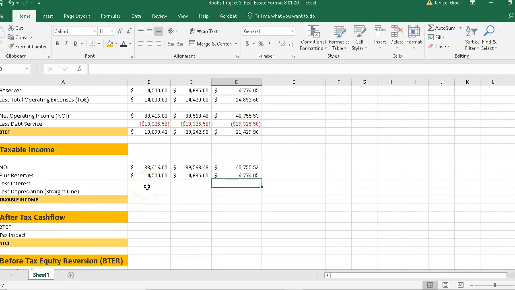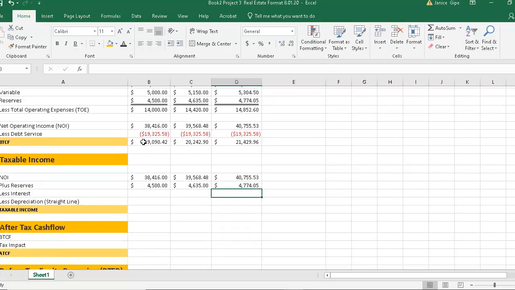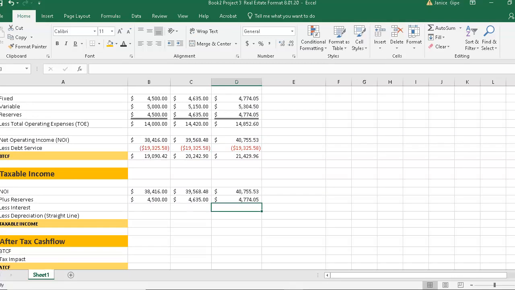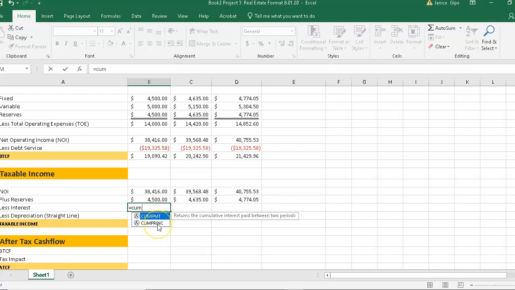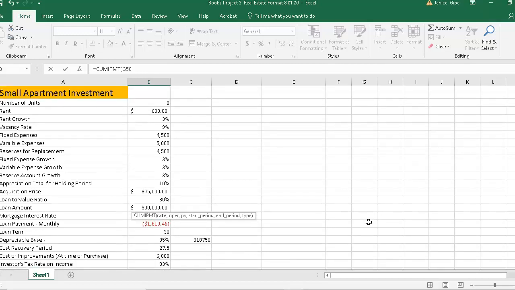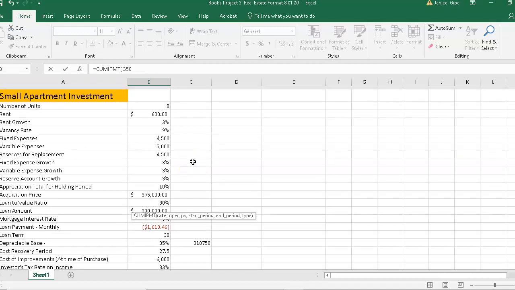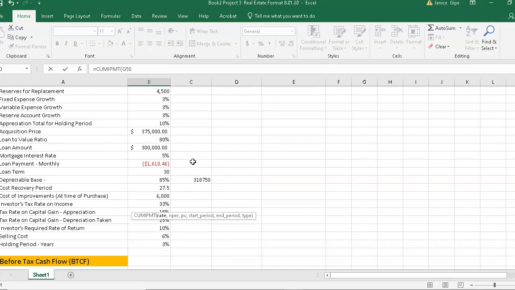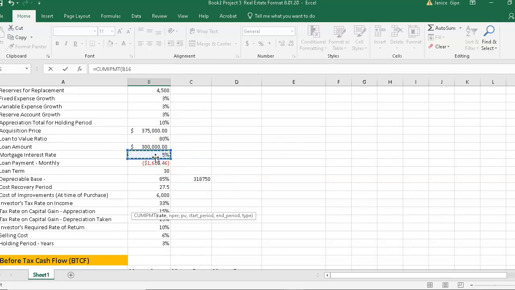So less interest, which now we're going to calculate, and you do that with a cumulative interest payment calculation, which you take your rate again, which your rate for the loan is 5%, and you divide that by 12 months.